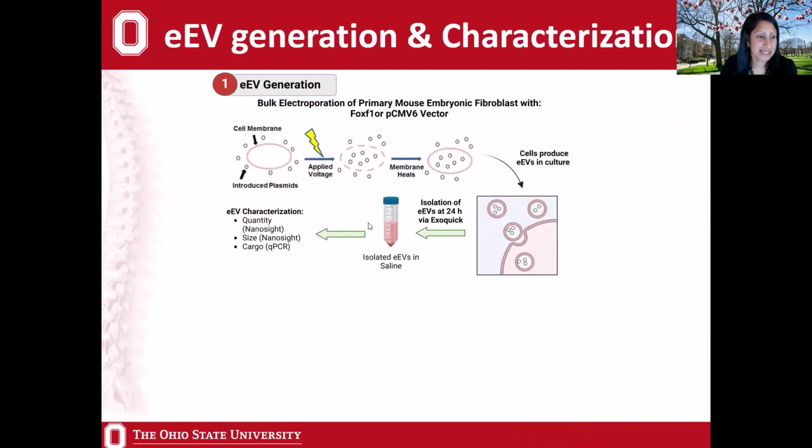So we generated extracellular vesicles from primary mouse embryonic fibroblasts, and we loaded them either with FOXF1 plasmids or a sham plasmid called CPMV6. We then isolated the EVs, and then we did a different kind of quantification looking at quantity, size, and the cargo.